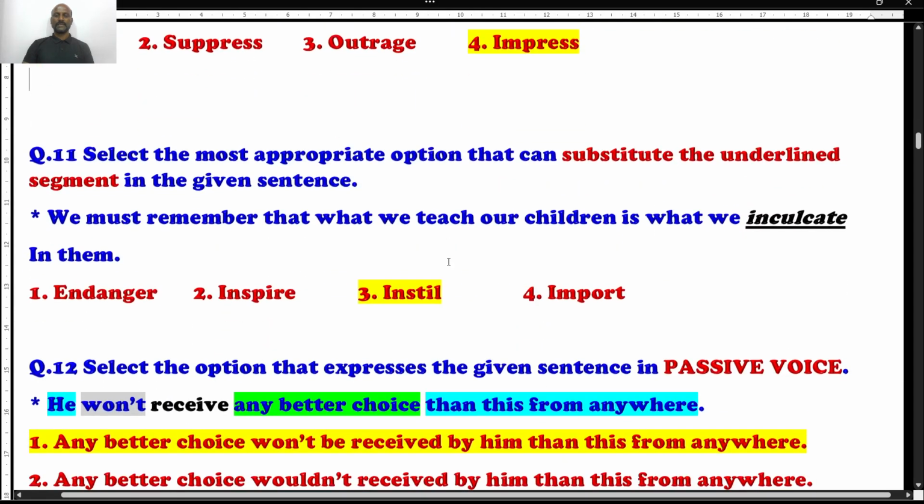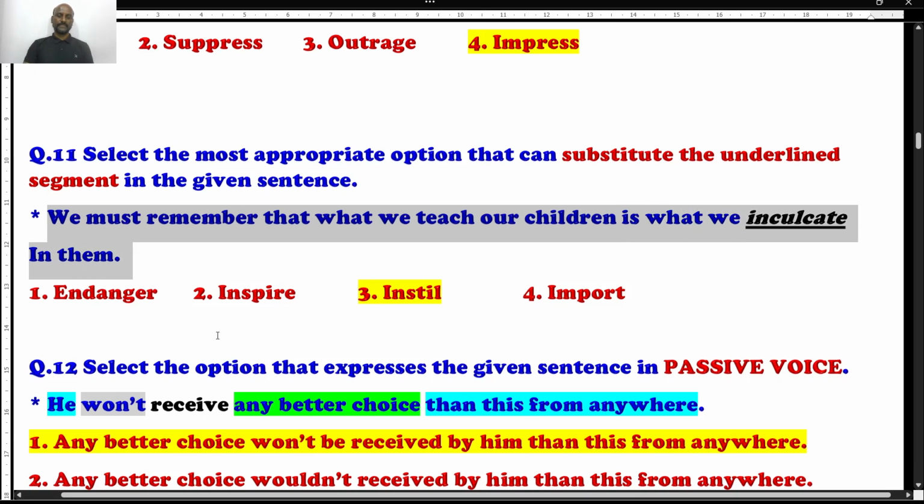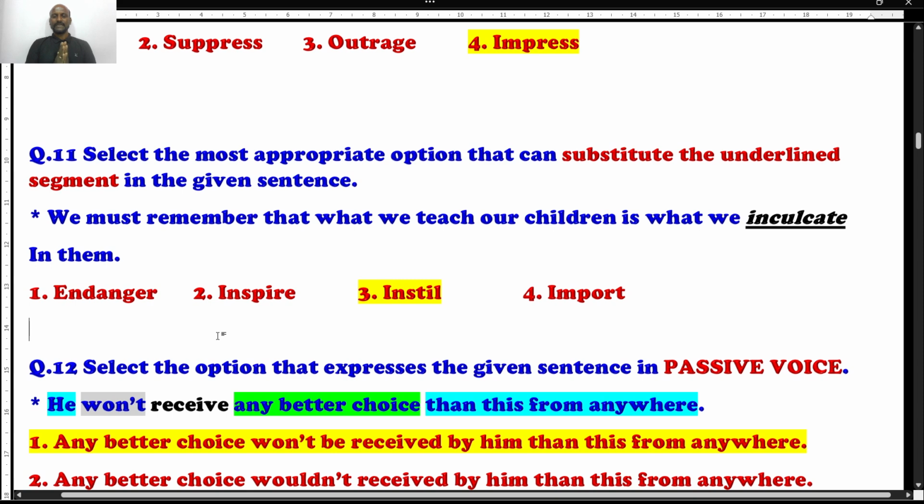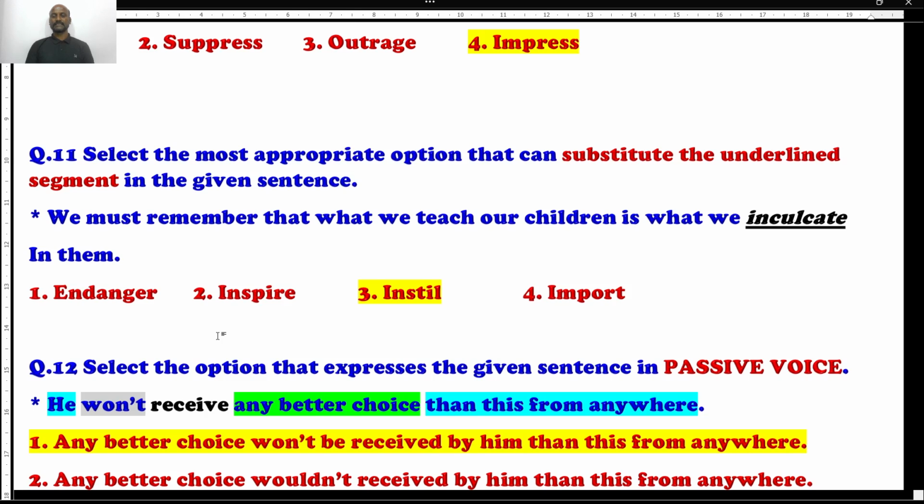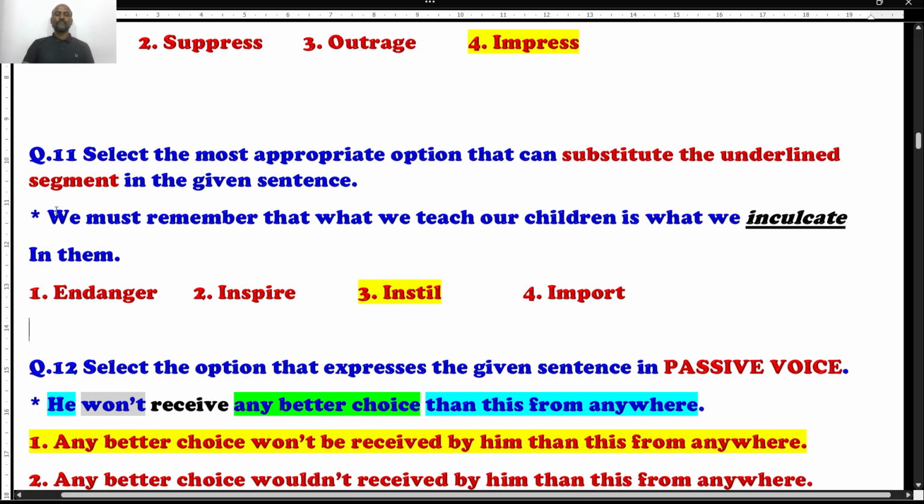Question number 11. Again, substitute segment is given. The sentence is, we must remember that what we teach our children is what we inculcate in them. Students, whenever we teach students or children, we must remember one thing, that what we are going to teach, what we inculcate, right? So let me read the question. We must remember that what we teach our children is what we inculcate in them. What you are going to teach, it is going to be filled in them.